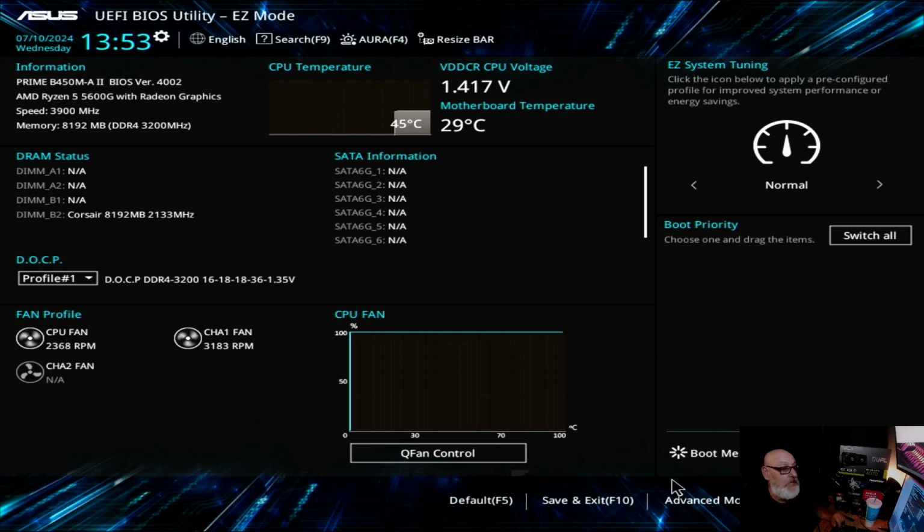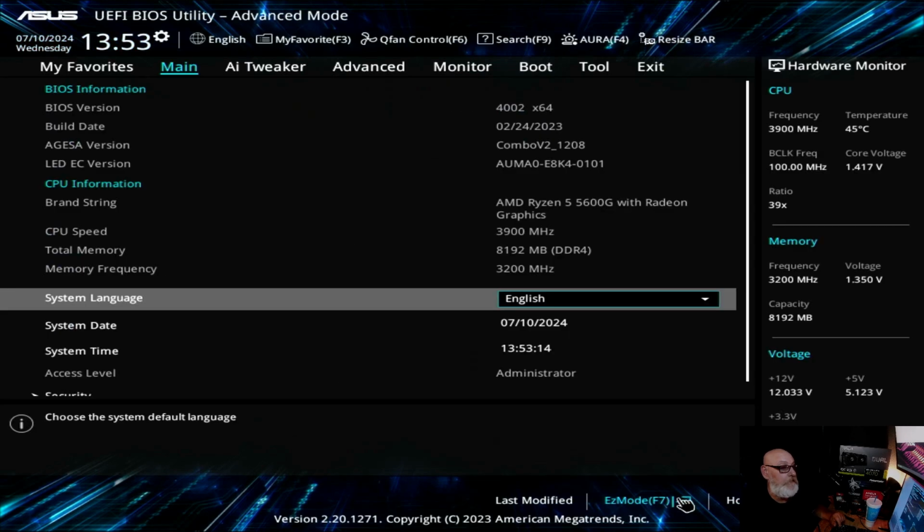So we go to the advanced mode, and this is an Asus motherboard, the B450M A II motherboard, and it's got the Ryzen 5 5600G, so we don't need a graphics card. I'm just using a 400 watt power supply, the motherboard, the RAM, and the CPU processor. That's it to do this. Not much to mess around with the RAM timings and everything else.